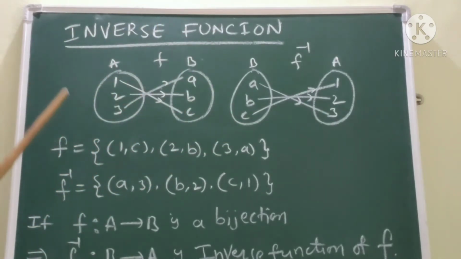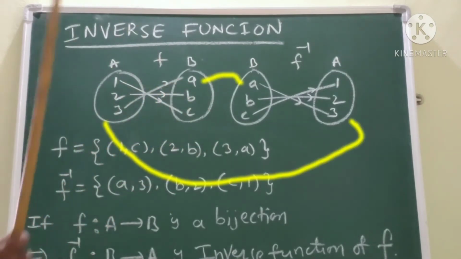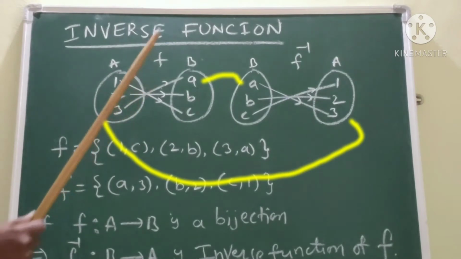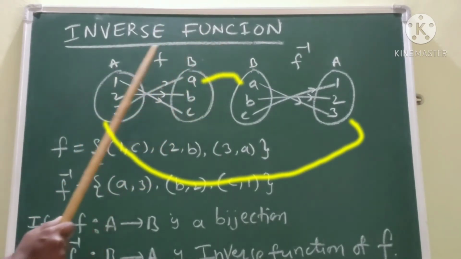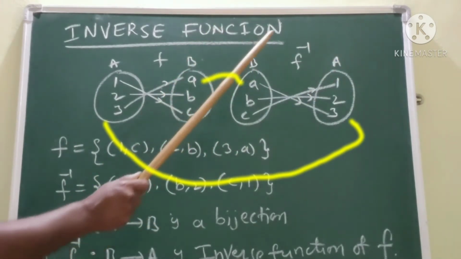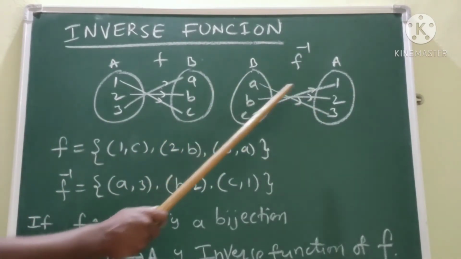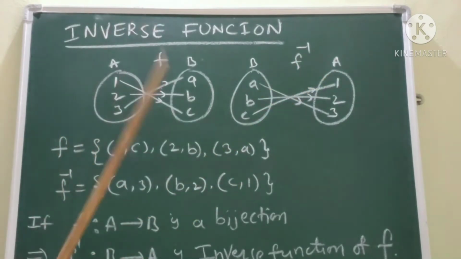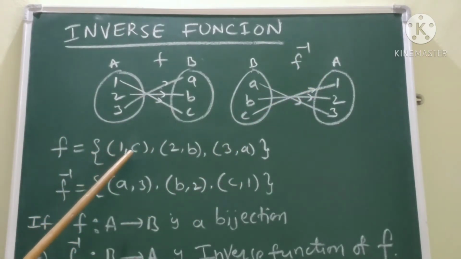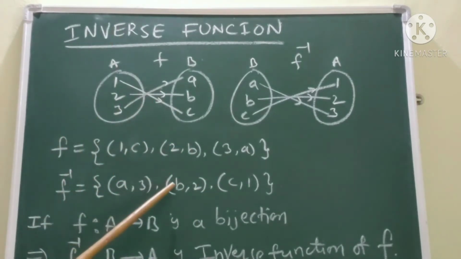Now let us see the example f maps A to B. Here f is equal to (1, c), (2, b), (3, a). Then what is f inverse? We take domain and codomain exchanged. Here domain A becomes codomain, codomain B becomes domain of f inverse. So f inverse is equal to (a, 3), (b, 2), (c, 1). That means the ordered pairs are exchanged. (1, c) becomes (c, 1), (2, b) becomes (b, 2), (3, a) becomes (a, 3).